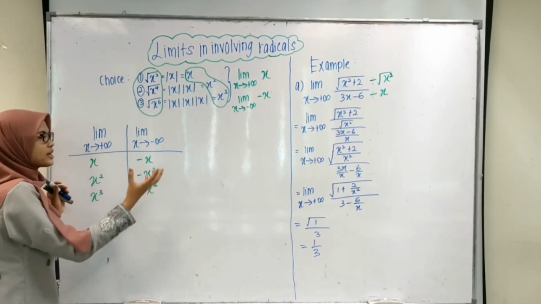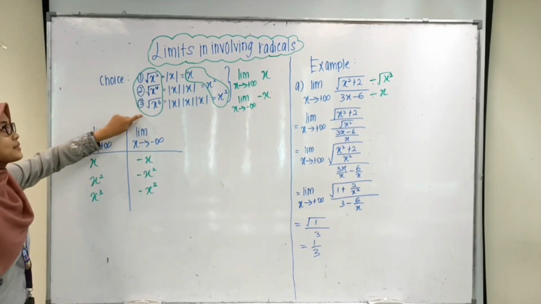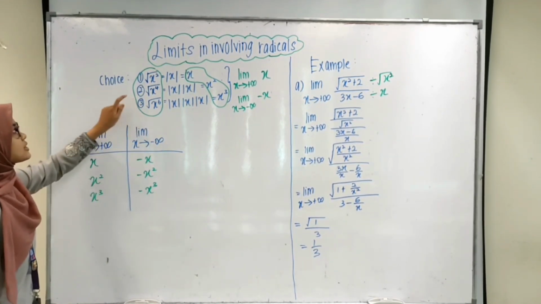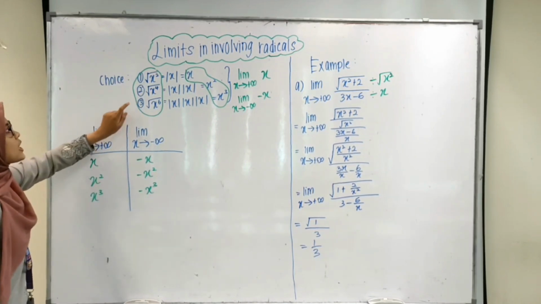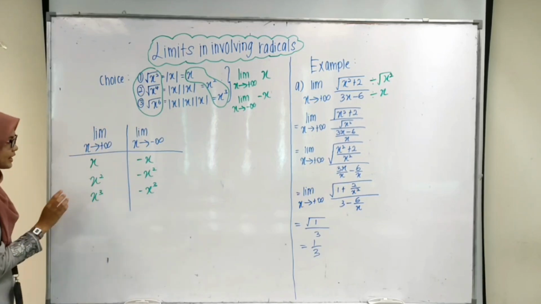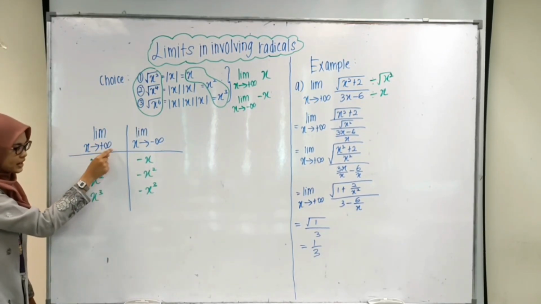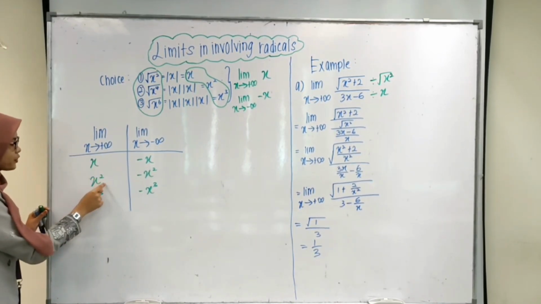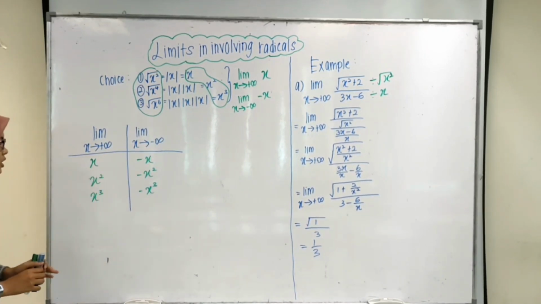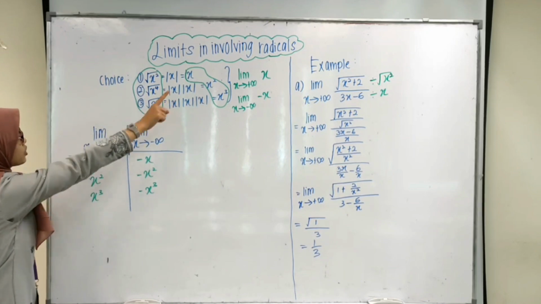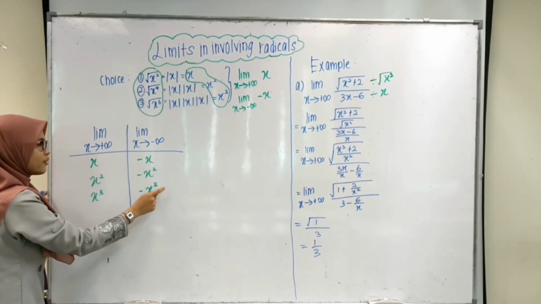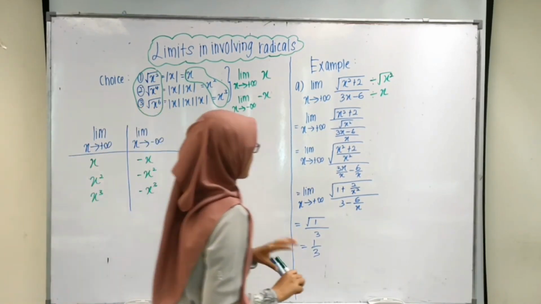When the limit approaches negative infinity, this part will always be positive, will not be negative. This will not change. What we will disturb is the other part here. For example, when the limit approaches positive infinity, it will be x² and x³. But when the limit approaches negative infinity, that part will be negative x² and negative x³. So let's move to the example.